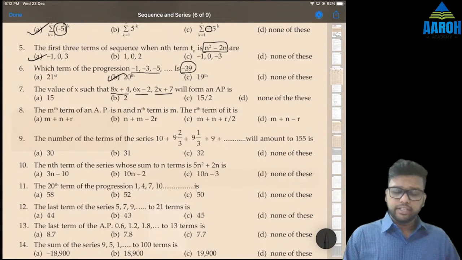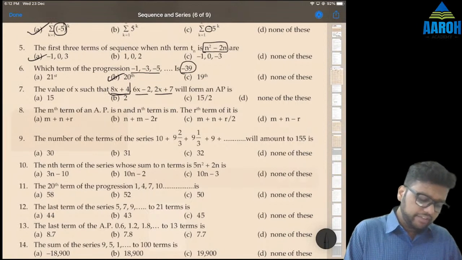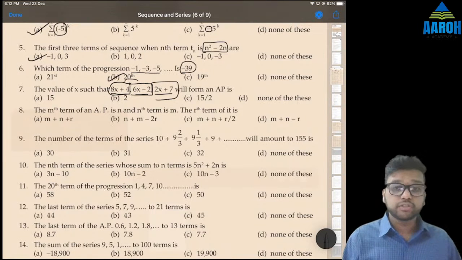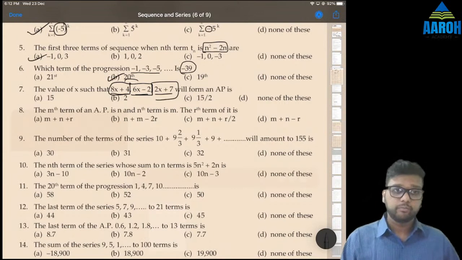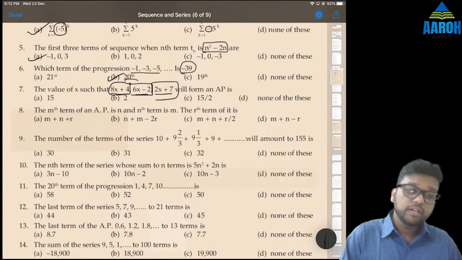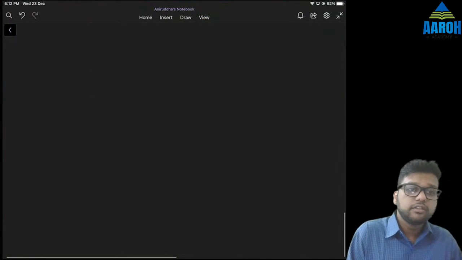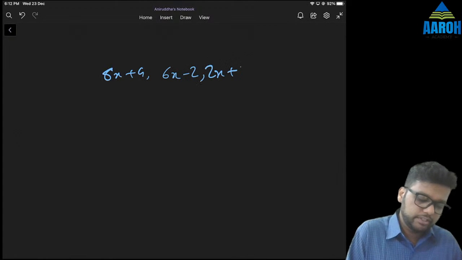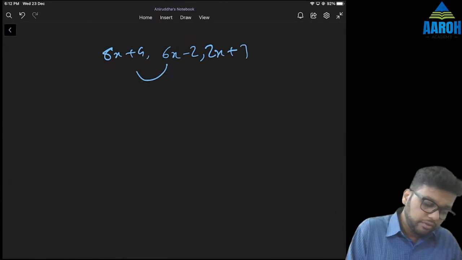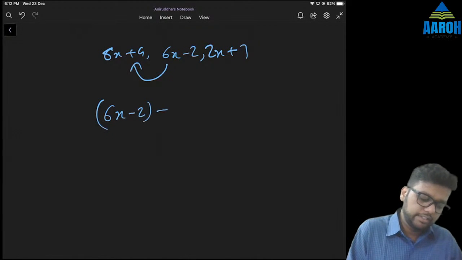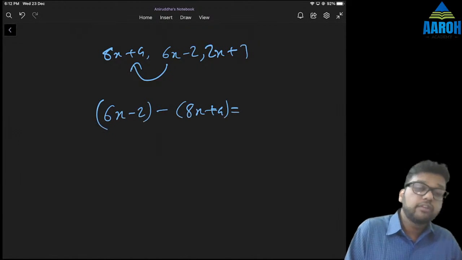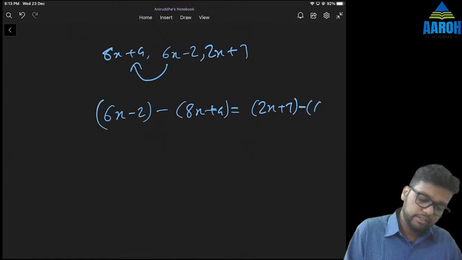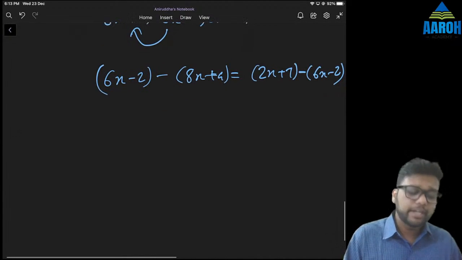Okay. Correct, Kavya, that is correct. So if they are in AP, that means second term minus first term is equal to third term minus second term, because common difference, right? Okay, Vaibhavi, no doubt, fine. So our terms are 8x plus 4, 6x minus 2 and 2x plus 7. Second term minus first term, that is this minus this, should be equal to third term minus second term, that is this minus this. Right. So let's open these brackets and solve.